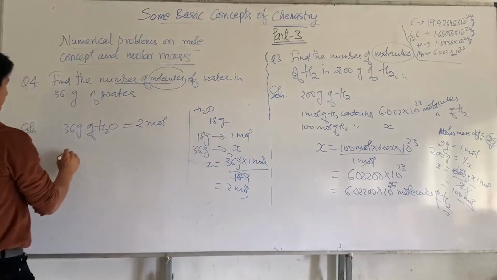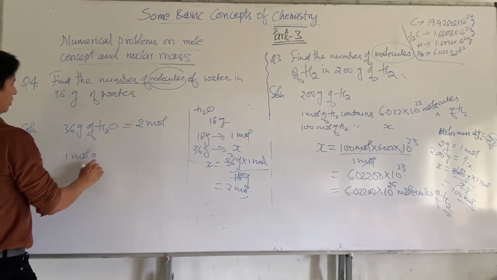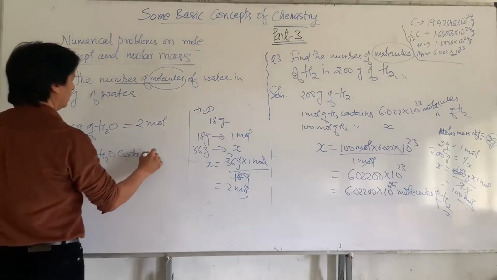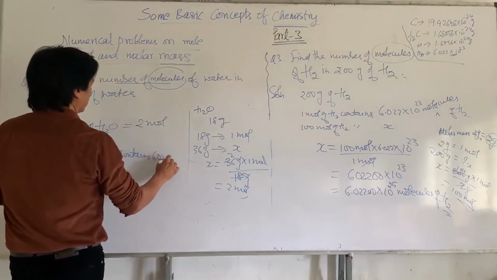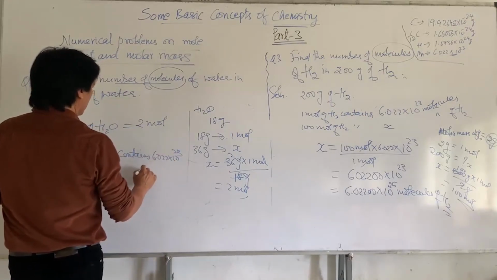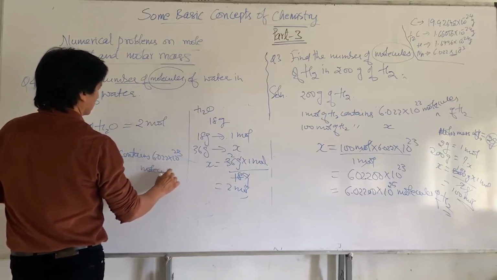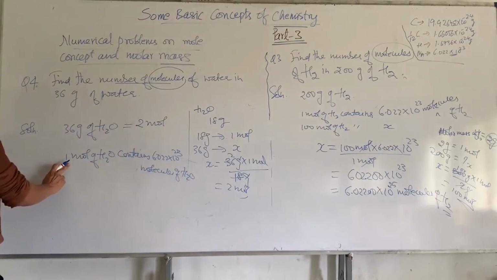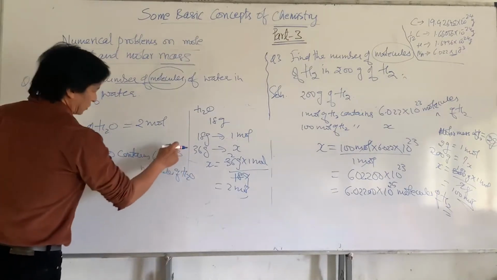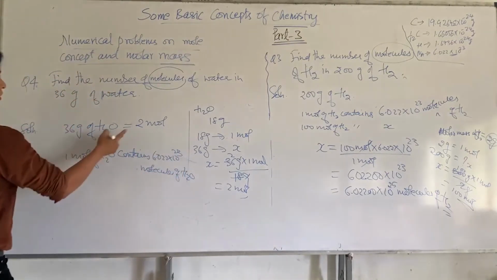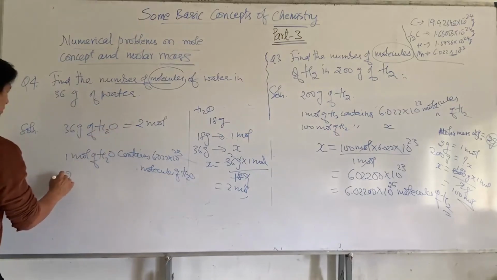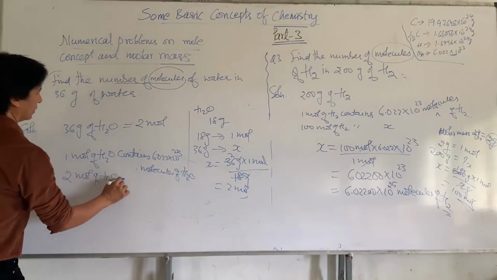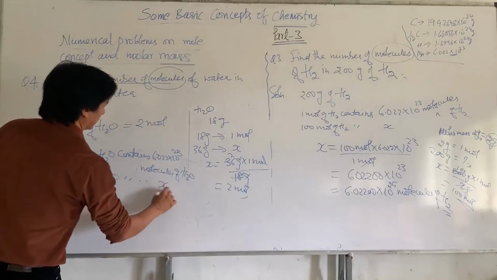Now we know that 1 mole of H2O contains 6.022 into 10 raised power 23 molecules of water, right? Now since 1 mole of water contains 6.022 into 10 raised power 23 molecules of water, you can easily find how many molecules of water in 2 moles of water. So in 2 moles of H2O, this will contain how many? You take it as X.